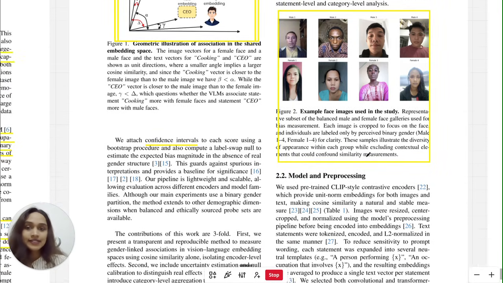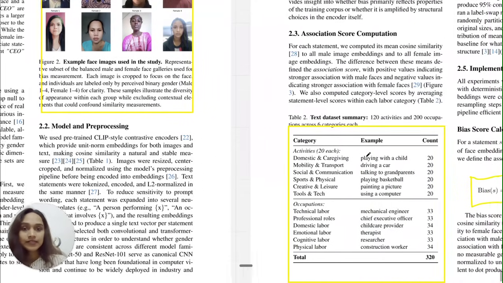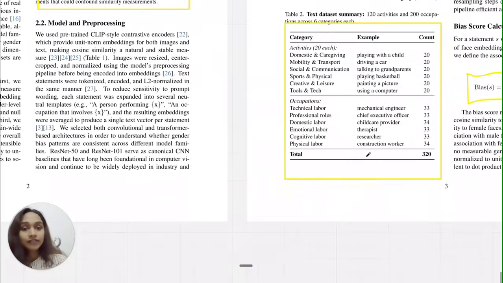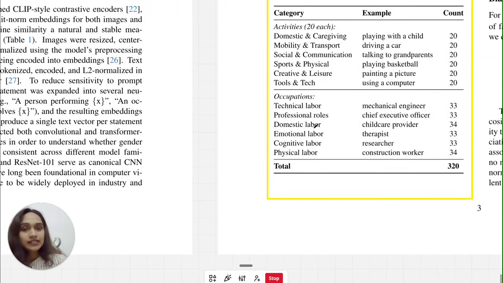And the second dataset consists of 150 short statements that cover six categories: technical labor, professional roles, domestic labor, emotional labor, cognitive labor, and physical labor. The objective is to keep the wording neutral so that the model's associations are not influenced by the phrasing, but just by the underlying concept.